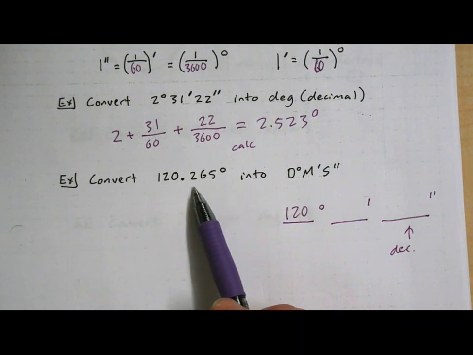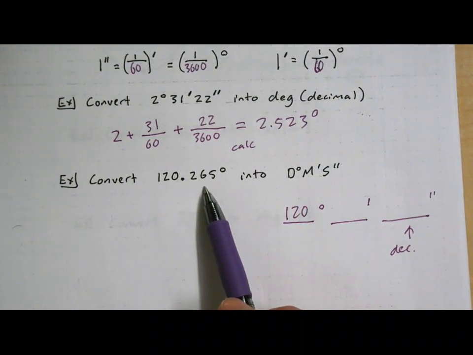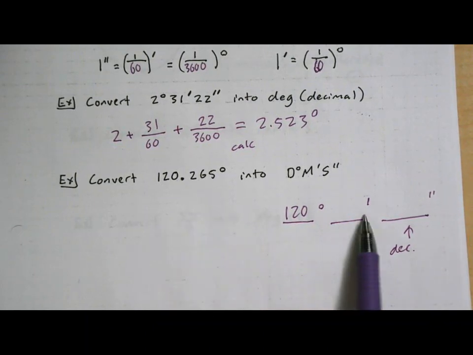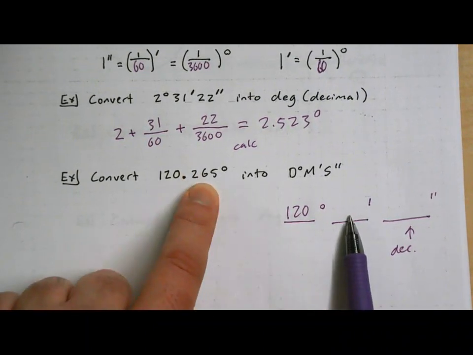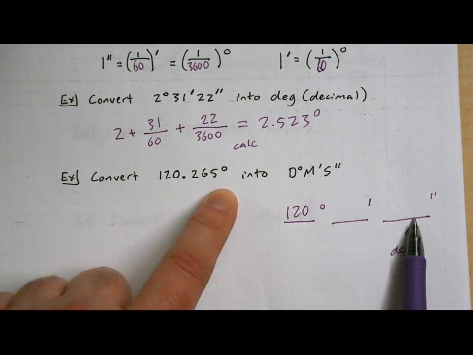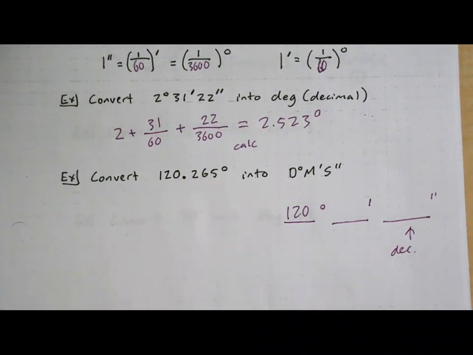0.26 of a degree. 0.26, that's about a quarter of a degree, right? How many minutes would be in a quarter of a degree? About 15. 15 is about a quarter of 60. So I'd say this is probably going to be like 15, maybe 16 because it's a little bit more. No idea what that's going to end up being. We'll have to do a little bit of math to get there.